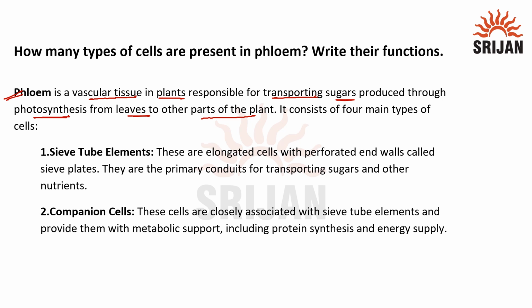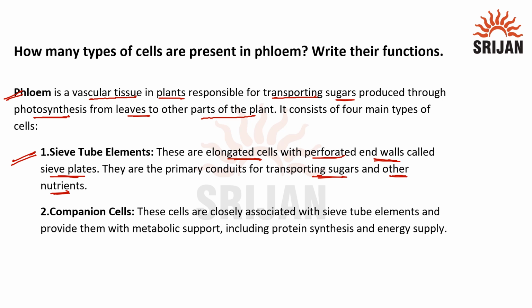So phloem is made up of four types of cell. The first one being sieve tube element. So these sieve tubes are elongated cells and they have perforated end walls at which there are certain pores present, and that entire thing is called a sieve plate, and they are the primary cells which are going to transport the sugar and other nutrients from one part to another.